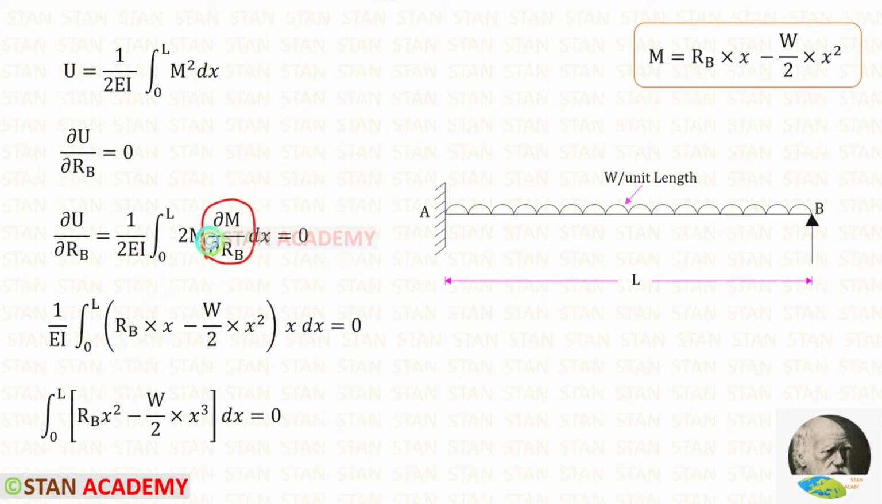Let us partially differentiate M with respect to RB. First, let us take this term. For RB, it will be 1. In this term, there is no RB, so the differentiation is 0. 1 into x, we will get x. Let us multiply x with this term. We will get this. We can take 1 upon EI on the other side. 0 upon 1 upon EI, we will get 0.